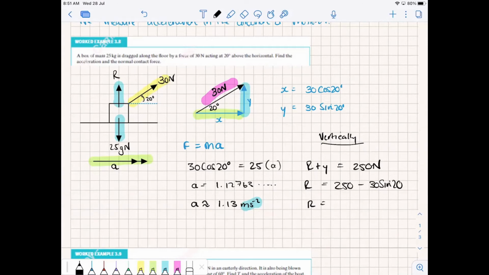30 sine 20. That's going to give me 239. Well, I'm actually going to write this out for you. 239.7393, etc. Again, the convention is usually to round to 3 significant figures, but please just read the question paper and see what's appropriate. If I round this to 3 significant figures, I'm going to get 240 newtons.